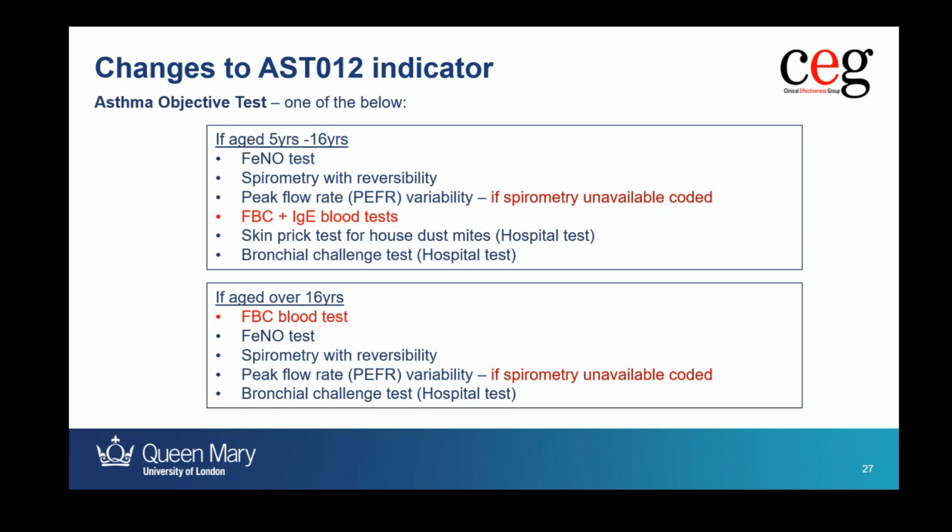You can do a full blood count and IgE blood test, or you could do a skin prick test for house dust mite and a bronchial challenge test. Those last two are done in hospital. For patients over 16 years old, you can do a full blood count blood test, or FeNO test, or spirometry with reversibility, or peak flow rate variability test. Again, you would have to code that spirometry is unavailable, or a bronchial challenge test.